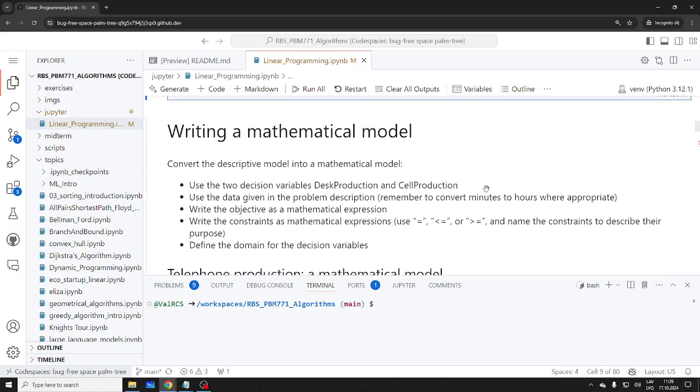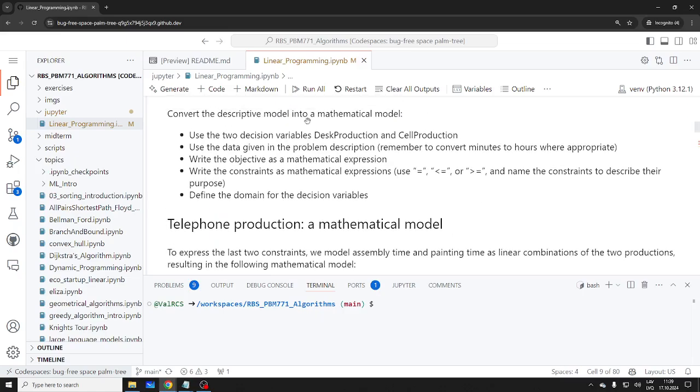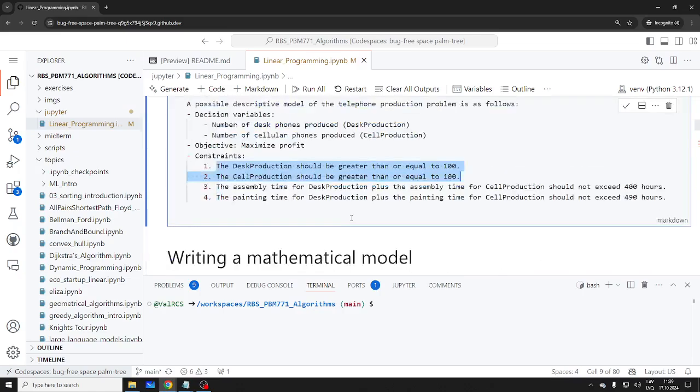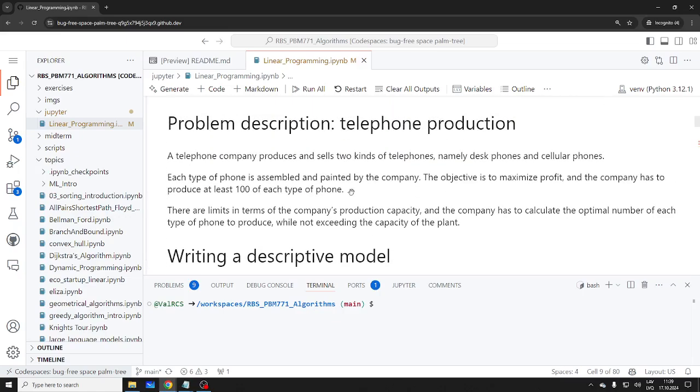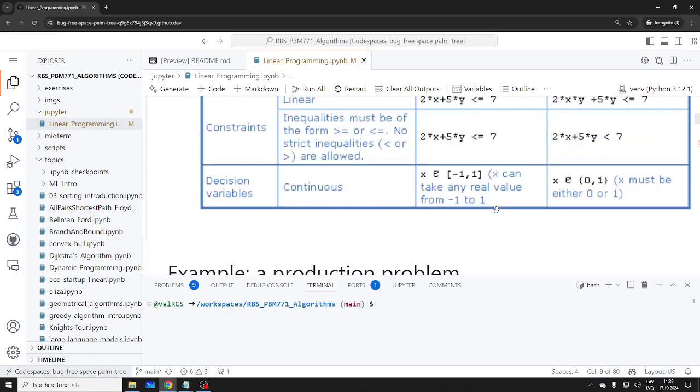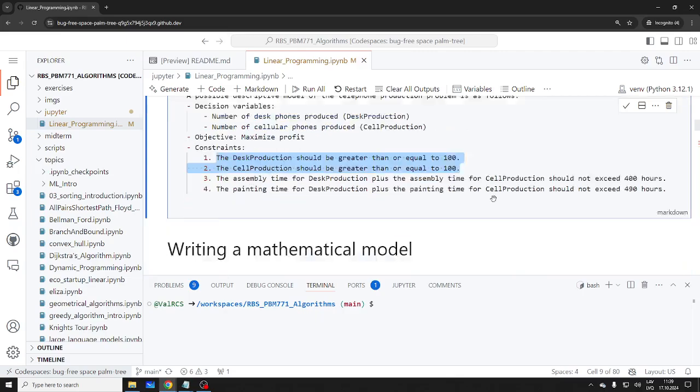So we convert this to a mathematical model. We use decision variables, desk production and cell production. We basically want to write these formulas, and hopefully these are all linear, on the domain of decision variables. So maximize 12 desk production plus 20 cell production. I guess those are prices. Let's see, where do they come from? 12 and 20. I guess it must have come from something.